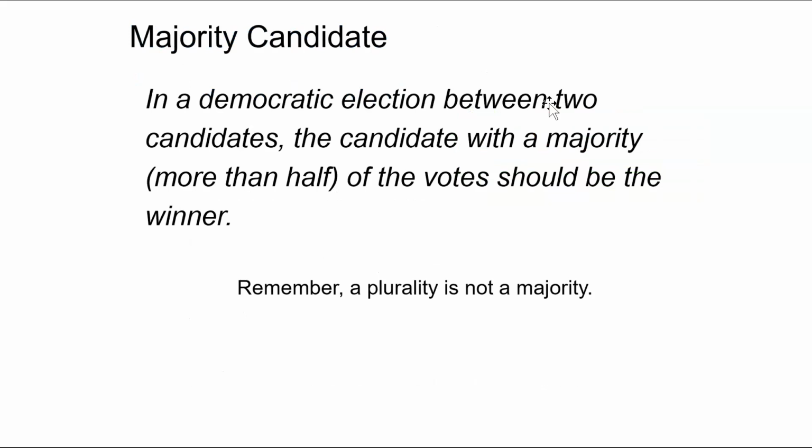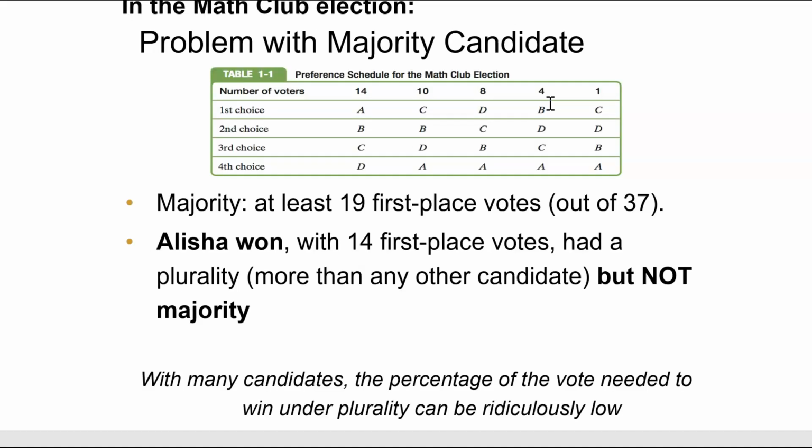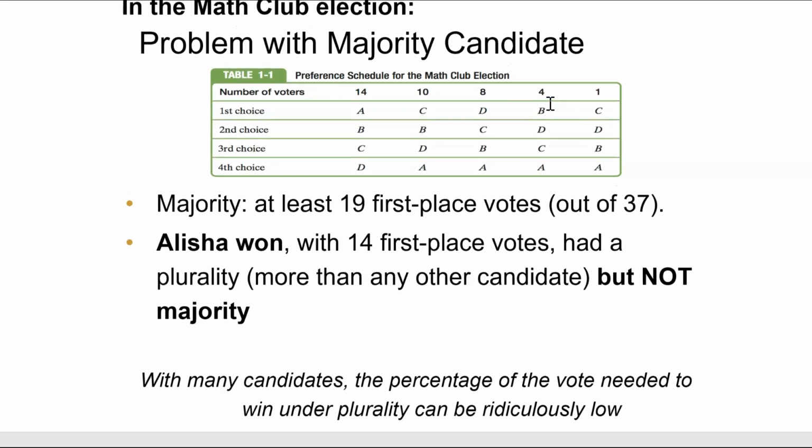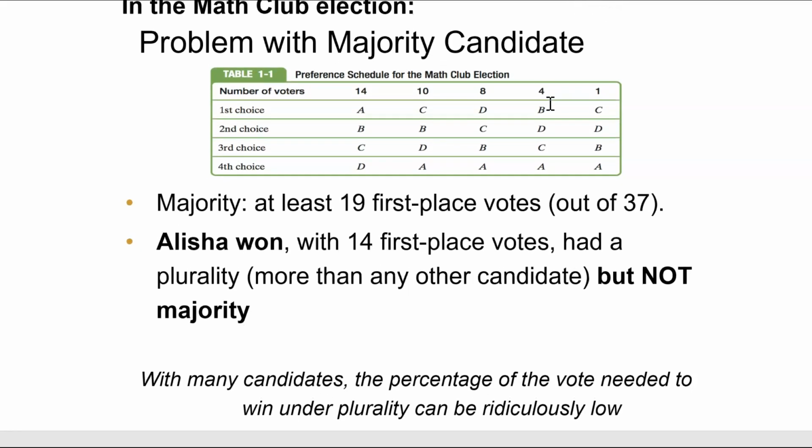Now, in a democratic election between 2 candidates, the candidate with a majority, or more than half, would be the winner. Because with 2 candidates, whoever gets the most first place votes is going to have more than half. So that works for 2 candidates, but if there's 3 or more candidates, we can't guarantee that there's going to be a majority because we have more than 2. So let's take a look at a problem with, let's get this centered again, guys. Sorry about that.